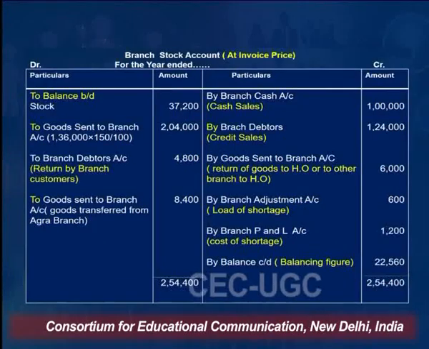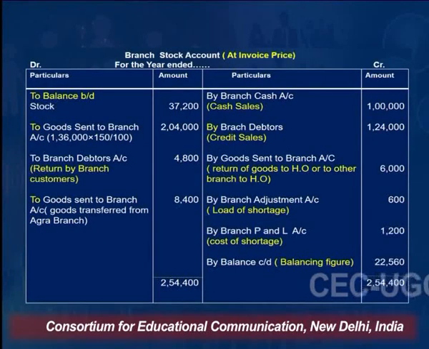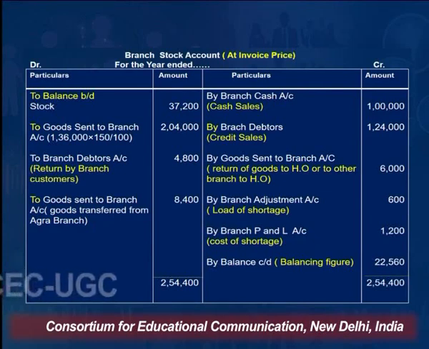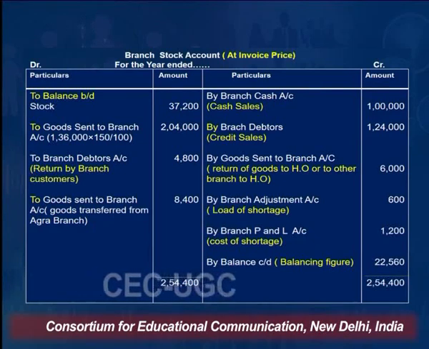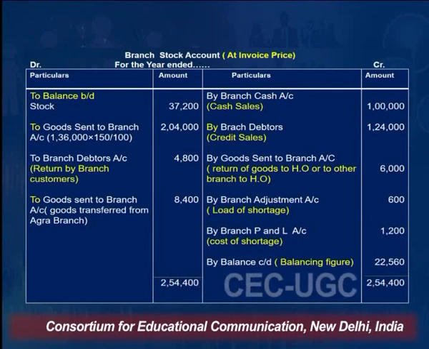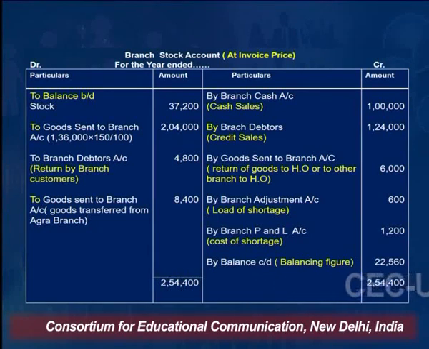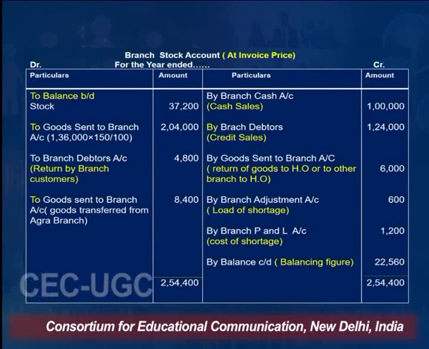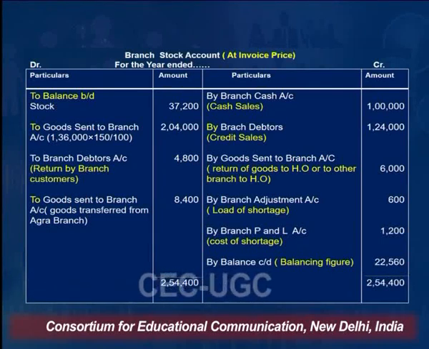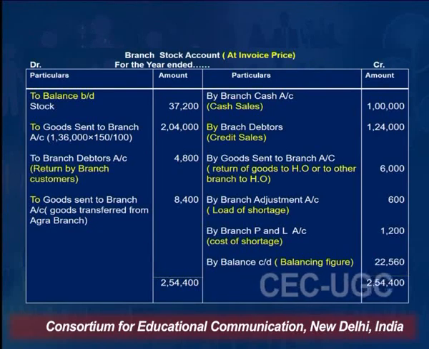So let's prepare this branch account at invoice price. The opening stock which is appearing here is 37,200. This is at invoice price. So how to eliminate the loading which is included in the opening stock? Loading which is included in the opening stock has to be shown on the reverse side of this account with the name stock reserve, but not in this account.